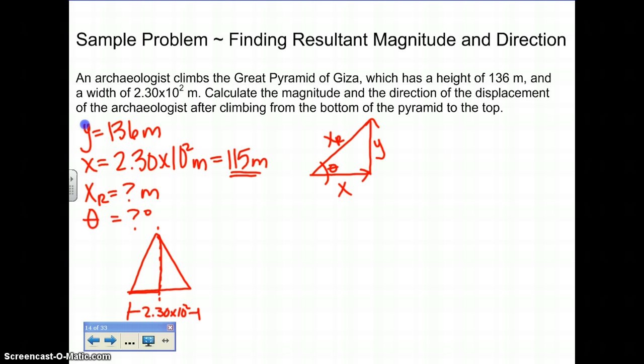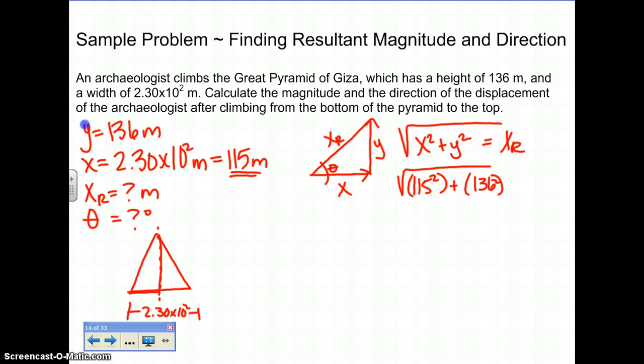So with that in mind, to figure out the magnitude, that would be the square root of x squared plus y squared equals r, in this case x sub r. So that would be the square root of 115 squared plus 136 squared. Please put that in your calculator and see what your calculator answer is. 115 squared plus 136 squared equals square root second answer equals. That should give you roughly 178 on your calculator. Looking at your givens, you do want 3 sig figs. So 178 meters is your resultant's magnitude.